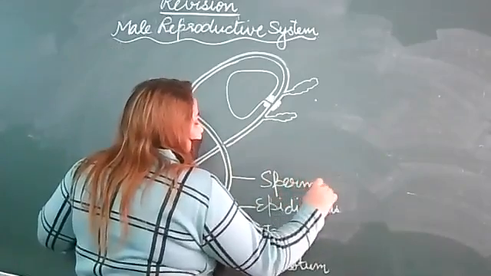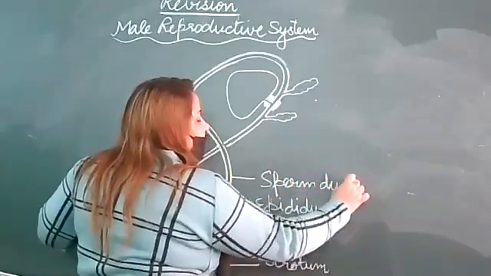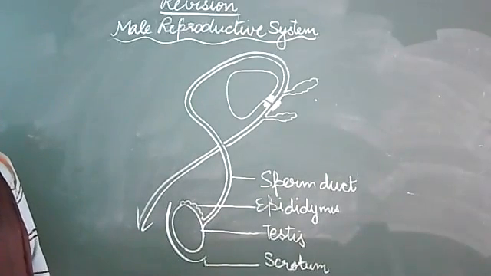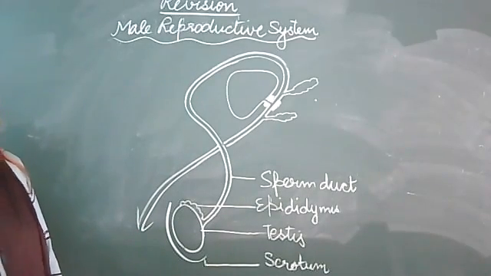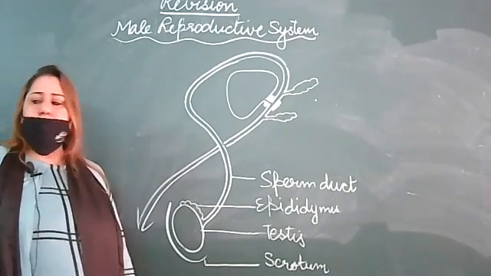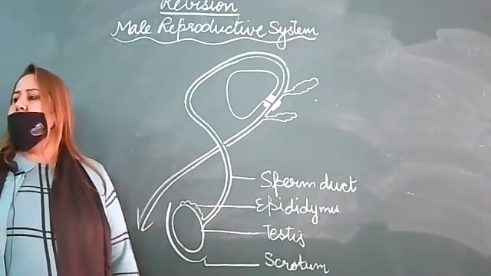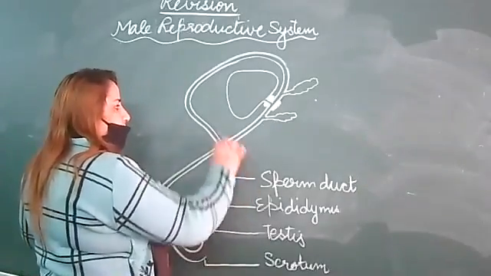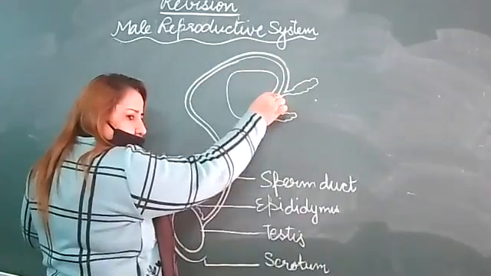So this is called sperm duct because it carries the sperm. Or another name of sperm duct is vas deferens. What is the other name of this sperm duct? Yes. It carries the sperm from here to this side.